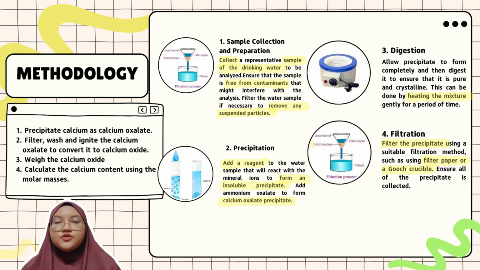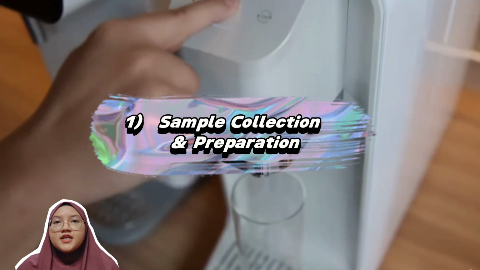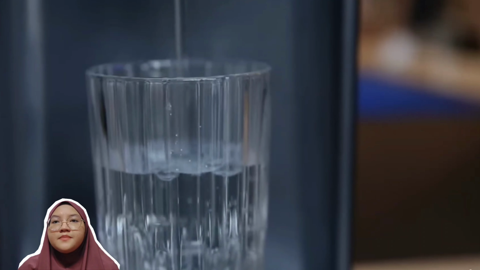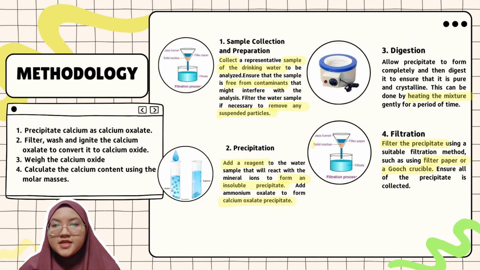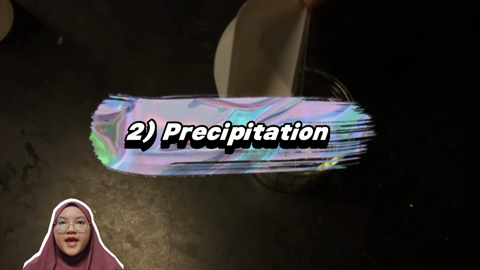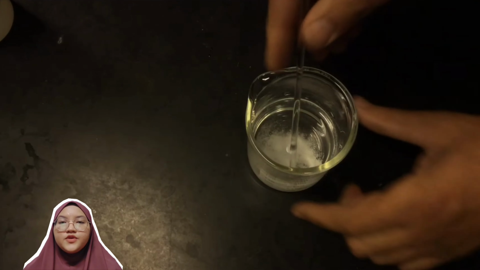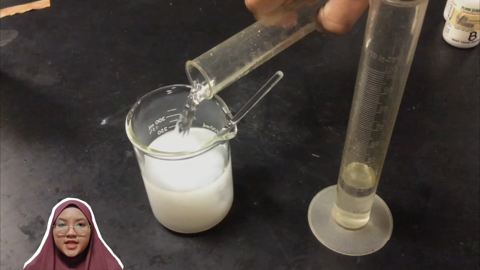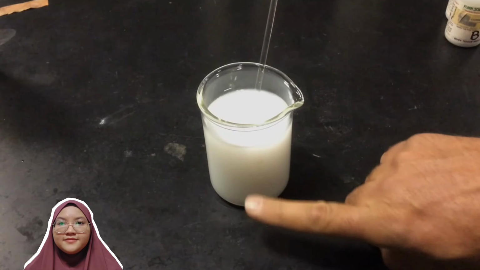Now, we will go through step by step to determine minerals in drinking water. First, sample collection and preparation. Collect a representative sample of the drinking water to be analyzed. Ensure that the sample is free from contaminants that might interfere with the analysis. Filter the water sample if necessary to remove any suspended particles. Second, precipitation. Add a reagent to the water sample that will react with the mineral ions to form an insoluble precipitate. Add ammonium oxalate to form calcium oxalate precipitate.